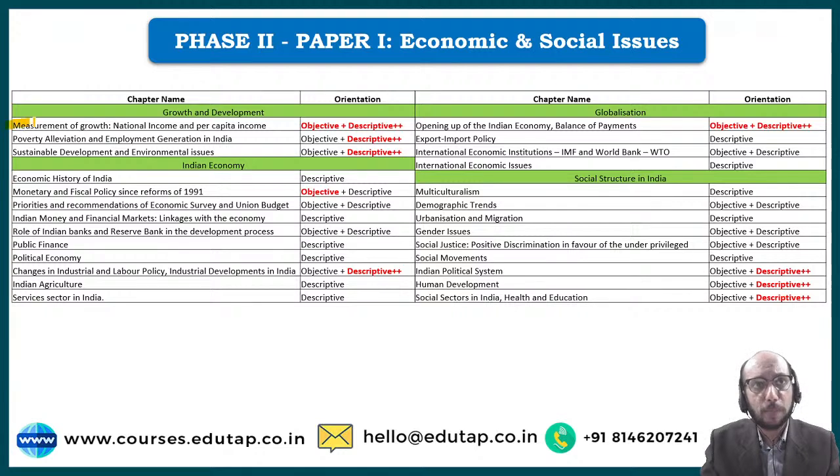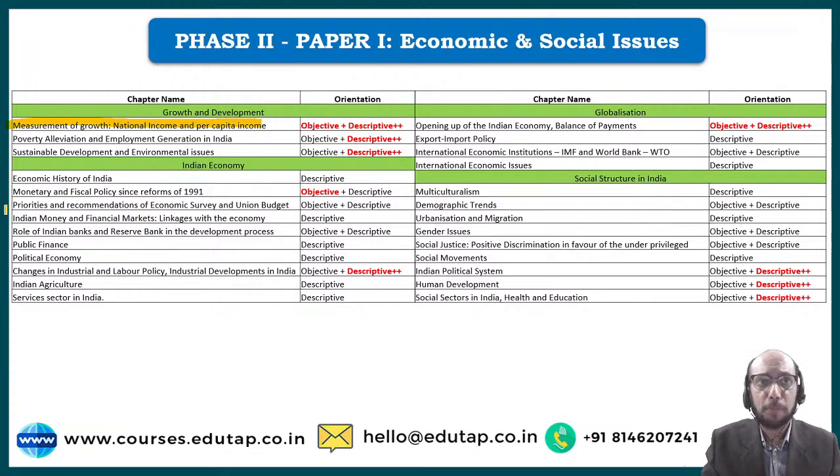Measurement of growth, national income and per capita income is a chapter in which we talk about GDP, GNP, NNP, national income, per capita income, personal disposable income, personal income, basic price, factor cost, market price, product taxes, production taxes. We talk about all of these things in measurement of growth, national income and per capita income. This is an important chapter so far as the objective component is concerned.